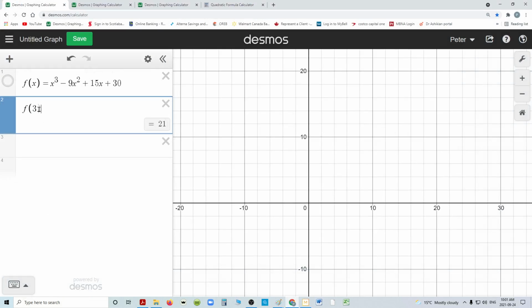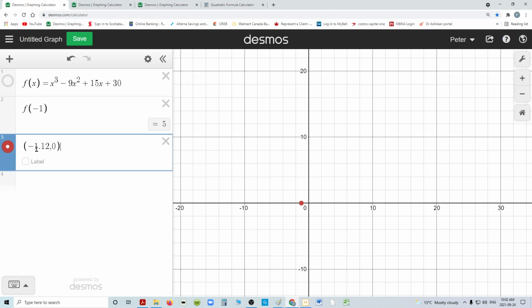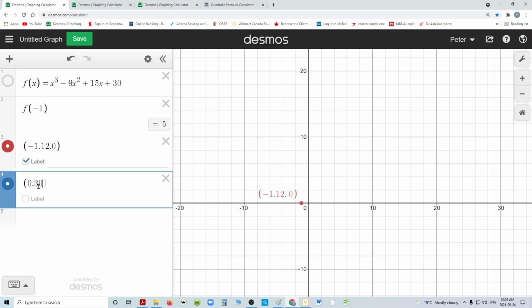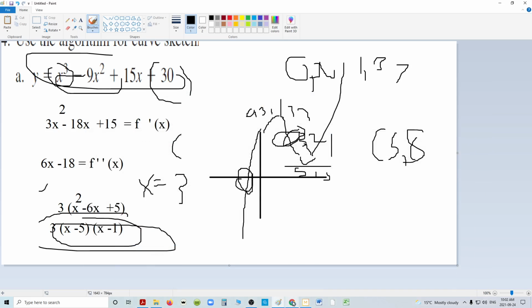So for instance, if I put in f of 0, I get 30. When I put f of minus 1, I get close to 5. When I put f of minus 2, I'm way down in the negative, which means it's going to happen just to the left of minus 1. So if I'm going to guess, it's going to be minus 1 point, I don't know, 1, 2, comma 0. Now I'm going to put in all my values here. 0, comma 30. 1, comma 36, was it? I think it was 1, comma 36. 37.